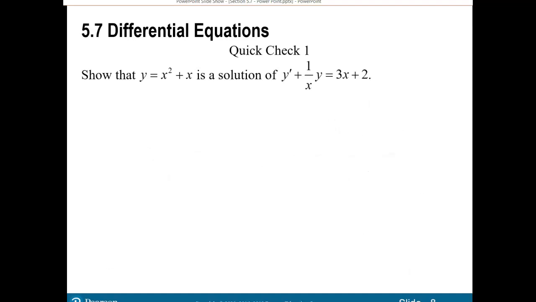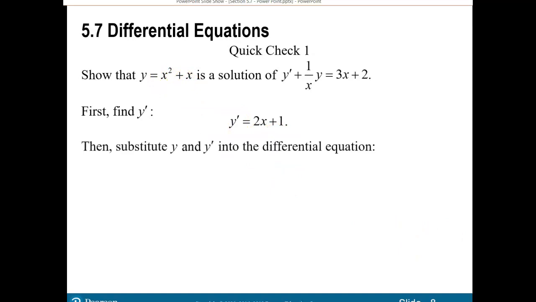All right, let's try one more. Show that y equals x squared plus x is a solution of this differential equation. So here we just need the first derivative because we're given what y is, right? We just need to know what y prime is. So we're going to find the first derivative. Y prime would be 2x plus 1.